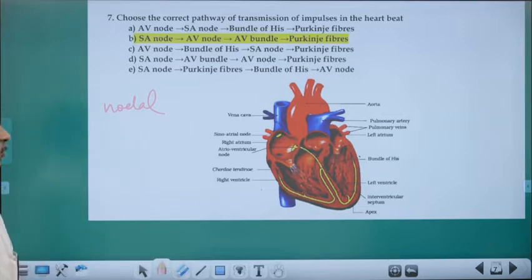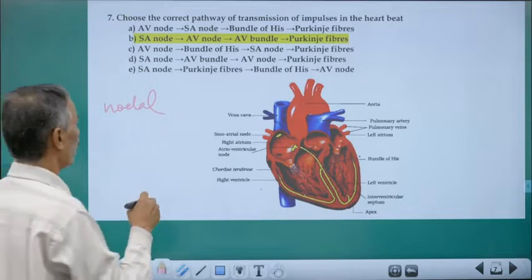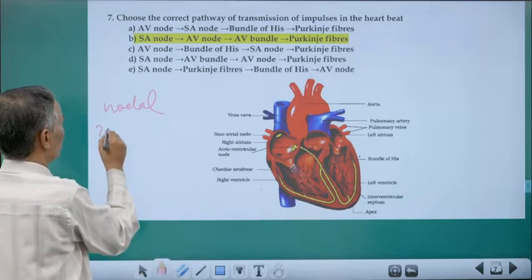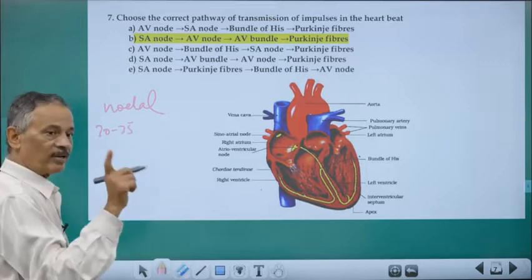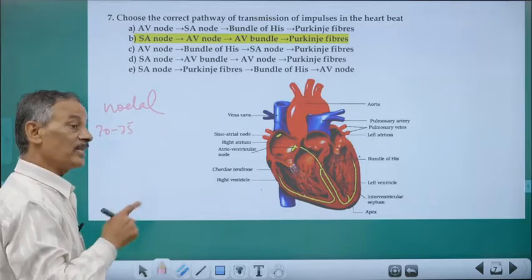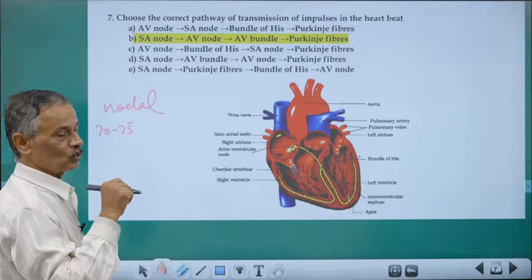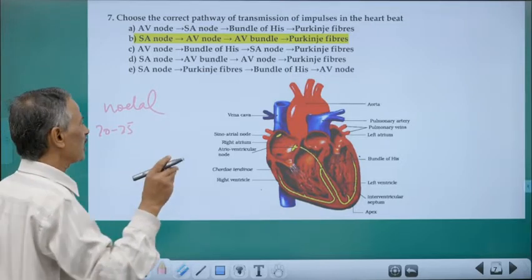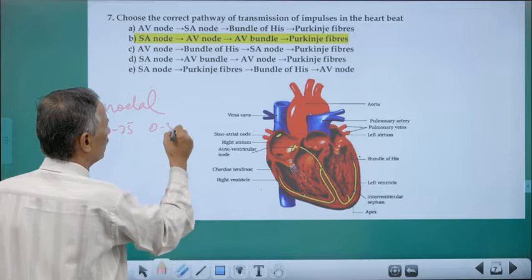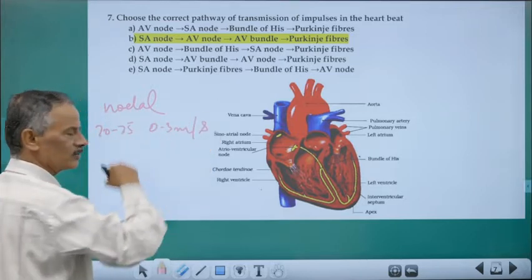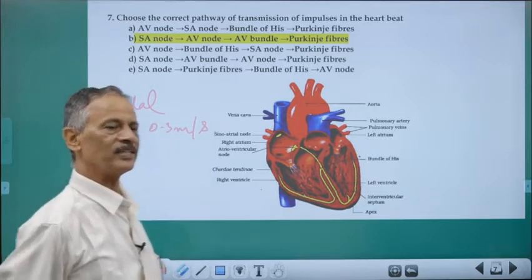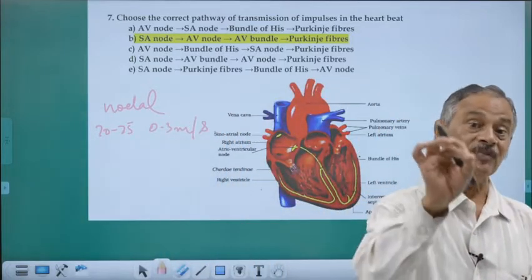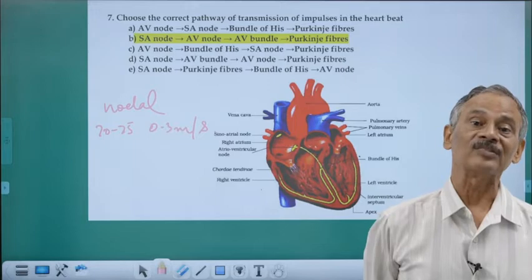This pacemaker, SA node, has high rhythmicity, 70 to 75. On average we take 72. And its conductivity is slow. That is, the signal will be traveling at a low rate of about 0.3 meter per second. That's why we say that rhythmicity is high, but conductivity is low for SA node.